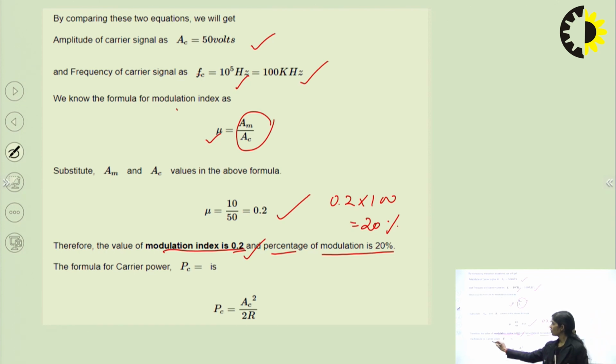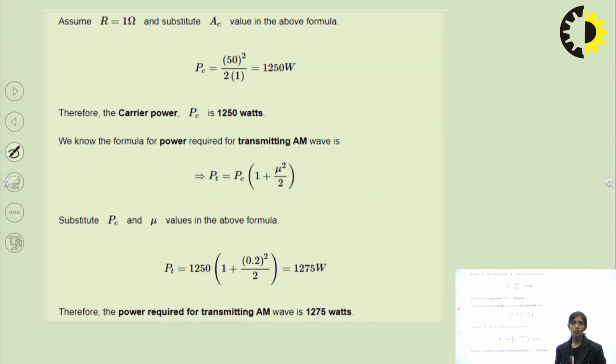Now next, if we want to find the carrier power, it can be calculated by the formula Ec squared divided by 2R. So we can substitute all these values by assuming the load resistance of the antenna as 1 ohm. You can substitute any value; I am taking this as unity, that means 1 ohm. And we have the carrier amplitude given. So by substituting the carrier amplitude and load resistance, we obtain the carrier power as 1250 watts. So this is the carrier power obtained.